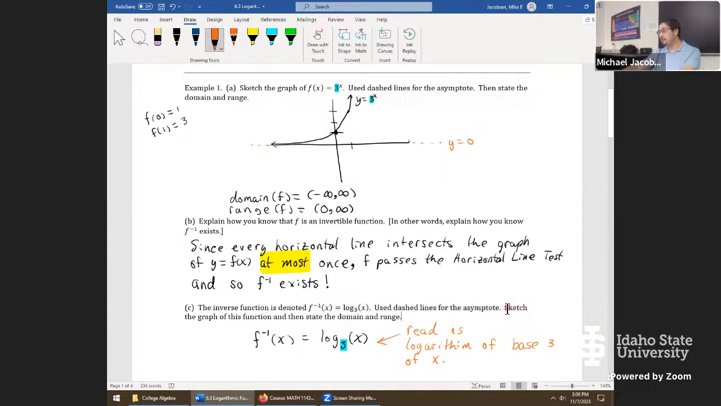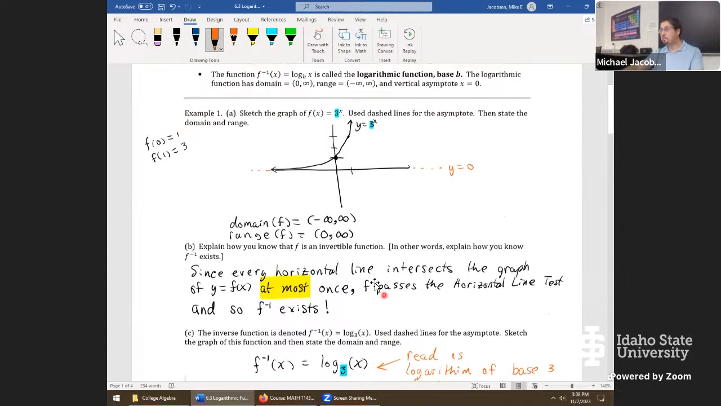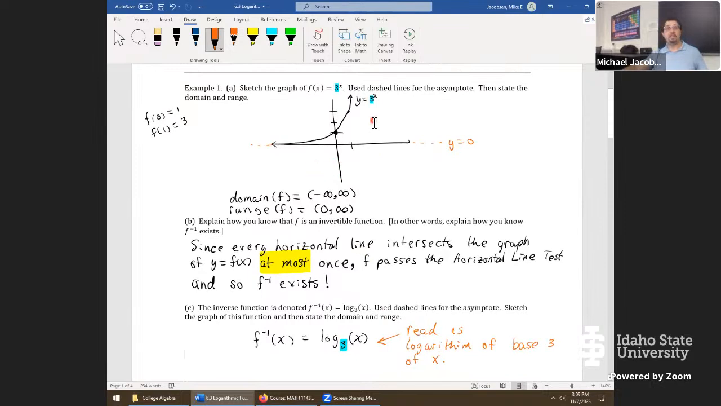Use dashed lines for the asymptote and sketch the graph of this function, state the domain and range. Putting the sketch down here is kind of what's expected, but it is better to put it right up here because it's a better way to illustrate what the function looks like if we plot the function and its inverse always on the same set of axes. The reason we do that is there's a reflection that goes through this line.